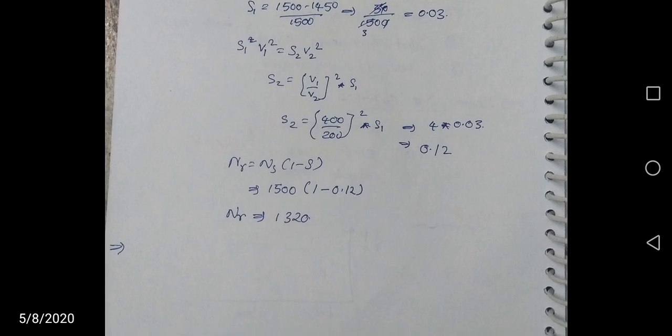Nr equal to Ns (1 minus s). Ns equal to 1500, s equal to 0.12. Nr equal to 1320.